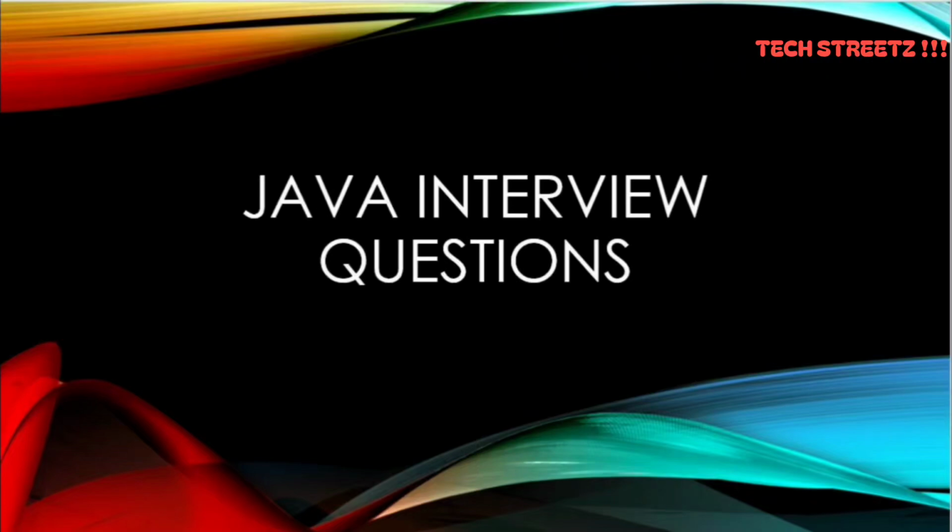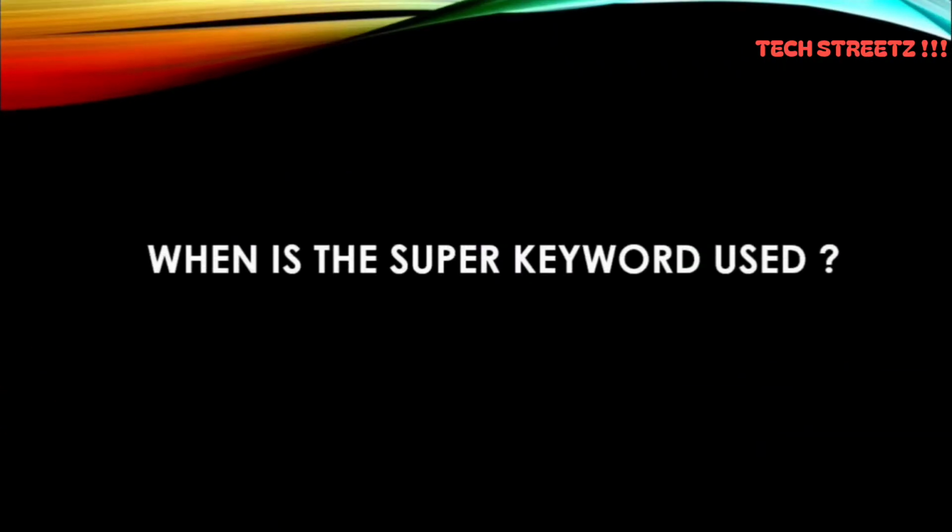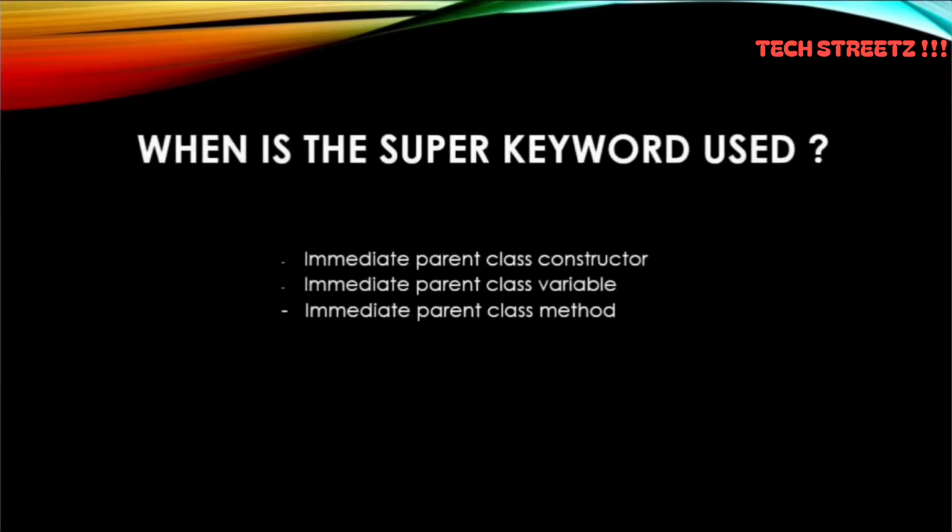Let's begin. When is a super keyword used? The super keyword in Java is a reference variable that is used to refer to parent class objects. The keyword super came into the picture with the concept of inheritance. It is used to refer to the immediate parent class constructor, immediate parent class variable, and immediate parent class method.